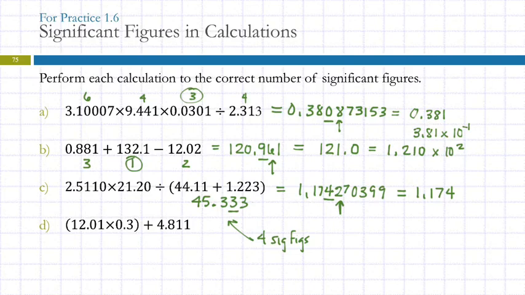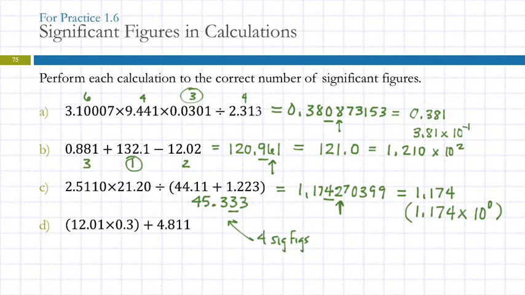If you had to put that in scientific notation, what would you write? 1.174 times 10 to the 0. That looks weird, doesn't it? Anything raised to the 0 power is 1. So 1.174 times 10 to the 0 is just 1.174. It's a little silly, but there might be a question sometime that makes you do something like that. Any questions about that one?